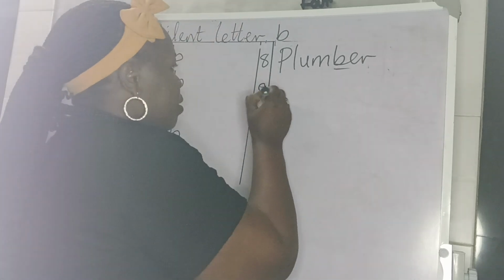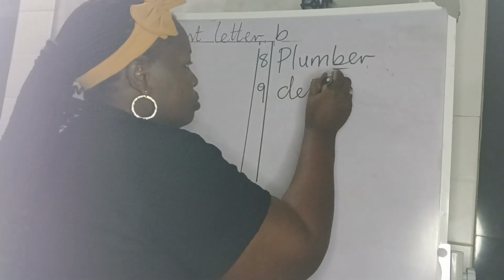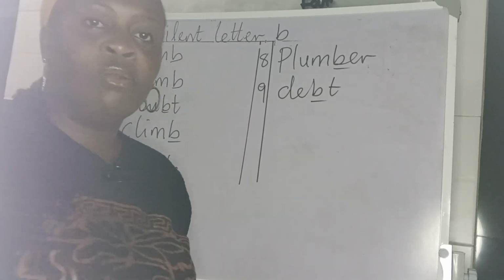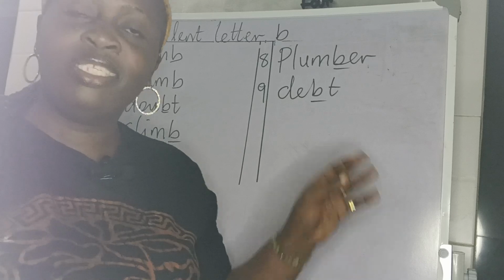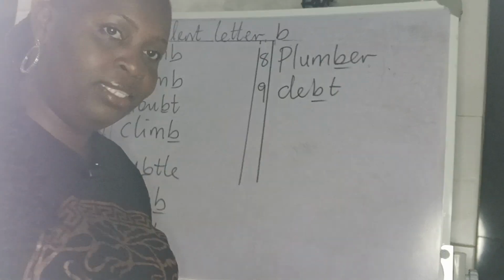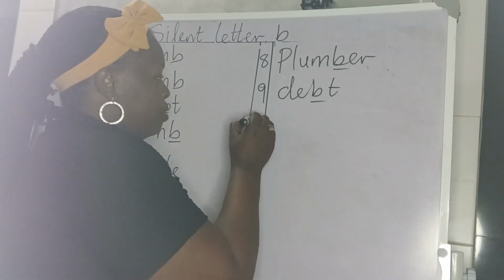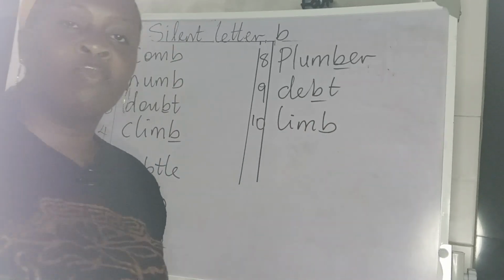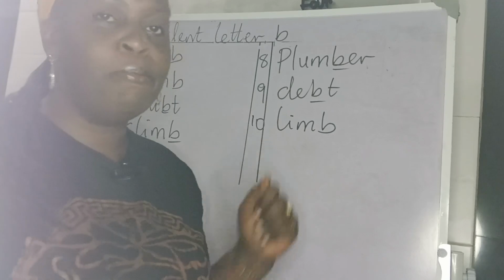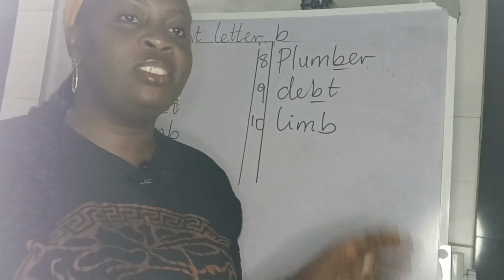Now let's look at number 9. What is this word? Debt. What is this word? Debt, and not debt. Number 10. We have lamb. Number 10 is what?